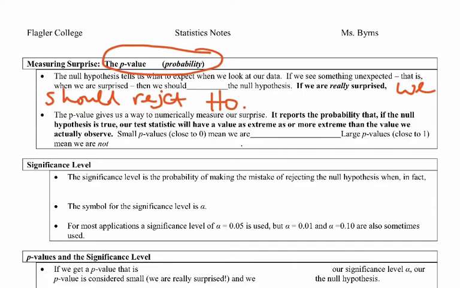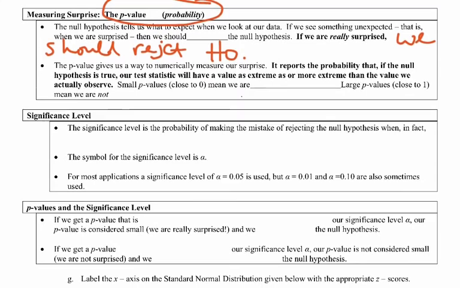The p-value gives us a way to numerically measure our surprise. It reports the probability that, if the null hypothesis were true, our test statistic will have a value as extreme or more extreme than the value we actually observe. So small p-values that are close to 0, in other words, small probabilities close to 0, mean we are really surprised. We'll get this p-value from StatCrunch. We're going to use StatCrunch to help us calculate the probability. If we get a small probability, that means we are really, really surprised to see that sample if the null hypothesis is true, which will lead us to reject the null hypothesis. Larger p-values that are closer to 1 mean that we are not all that surprised. It's expected, not that big of a deal.